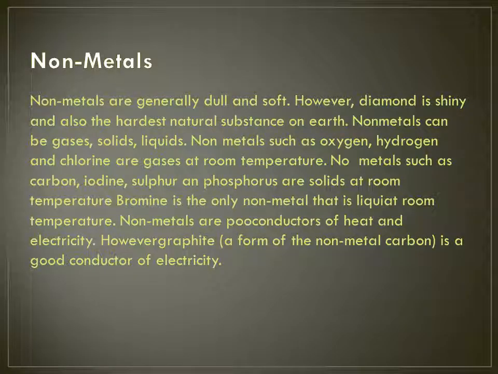Nonmetals. Nonmetals are generally dull and soft. However, diamond is shiny and also the hardest natural substance on earth. Nonmetals can be gases, solids or liquids. Nonmetals such as oxygen, hydrogen and chlorine are gases at room temperature. Nonmetals such as carbon, iodine, sulphur and phosphorus are solids at room temperature. Bromine is the only nonmetal that is liquid at room temperature. Nonmetals are poor conductors of heat and electricity. However, graphite, a form of the nonmetal carbon, is a good conductor of electricity.